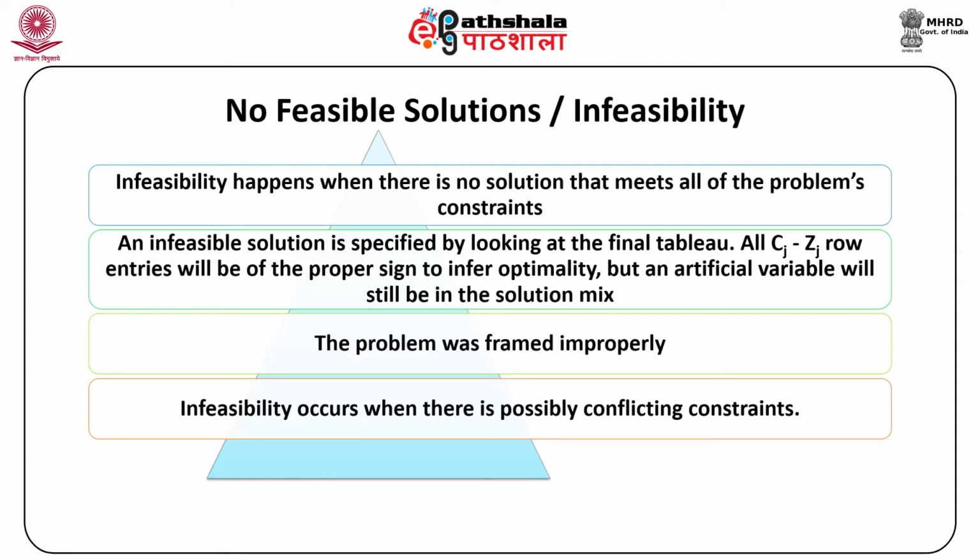In the simplex method, an infeasible solution is identified by looking at the final tableau. All Cj minus Zj row entries will be of proper sign to infer optimality, but an artificial variable will still be in the solution mix. A situation with no feasible solution may exist if the problem was framed improperly. Also, infeasibility occurs when there are conflicting constraints.